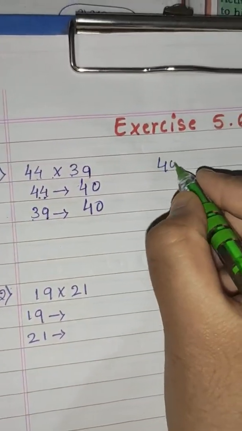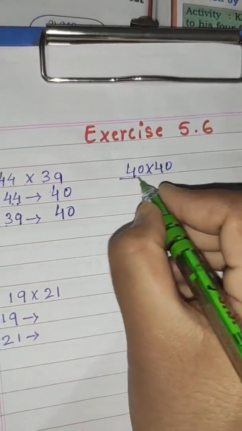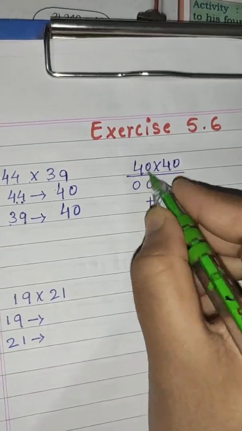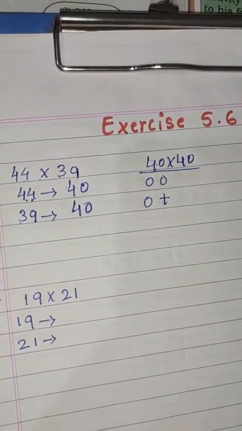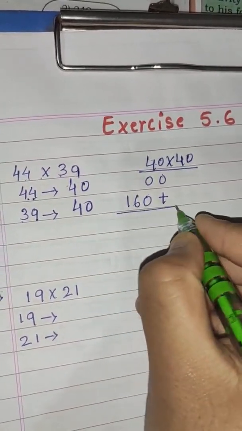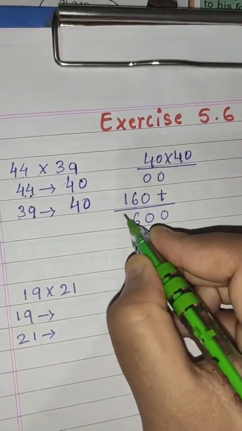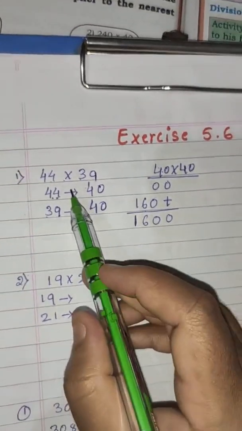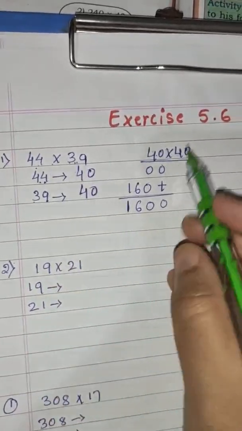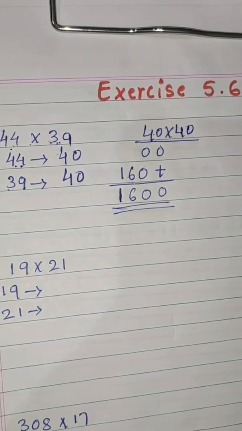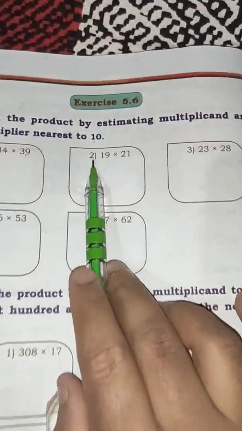So 40 into 40. 0, 0, 0. 4 0s are 0, plus 4 0 0, 4 4s are 16. Yes? 0, 0 plus 0, 0, 6 is 6 and 1 is 1. So what is the estimated product of both the numbers? It is 1600. Understood, children? Now let's take one more example here.